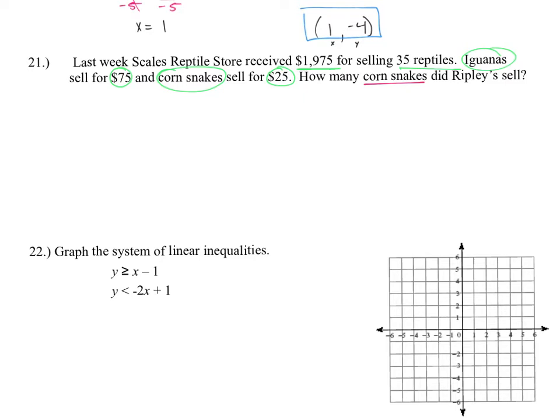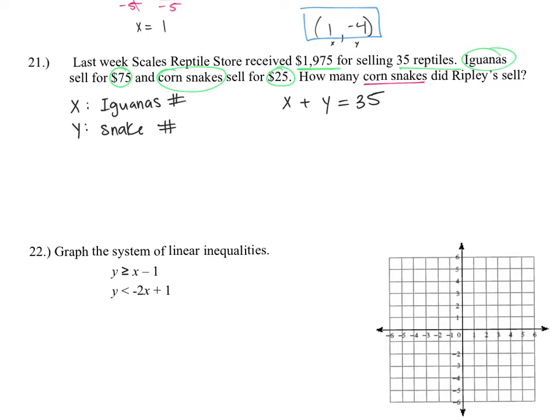So perhaps I'll declare my variables first. Now there are two variables here, and I tend to use x's and y's. So I'll make x the number of iguanas, and then I'll make the corn snake my y's. And it doesn't really matter. But the goal is to find y. So I have two variables here, iguanas and snakes. And if I were to make an equation, I know I have 35 reptiles. So my first equation could be x plus y, because if I add up all the iguanas and all the snakes, I should get 35 reptiles. So I can use that as my first equation.